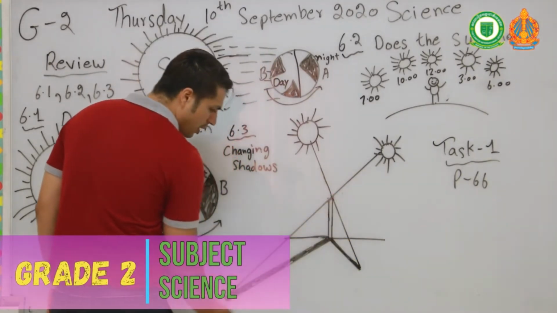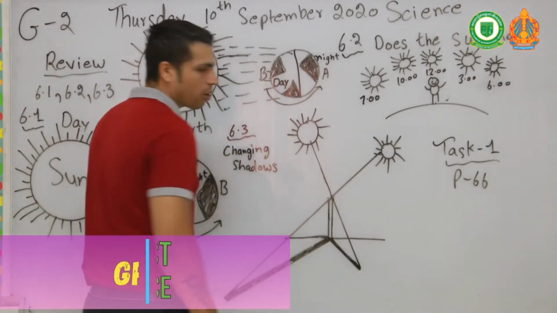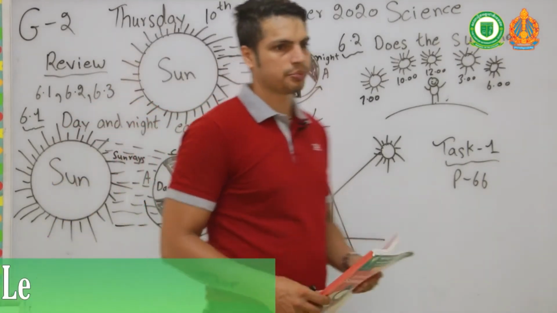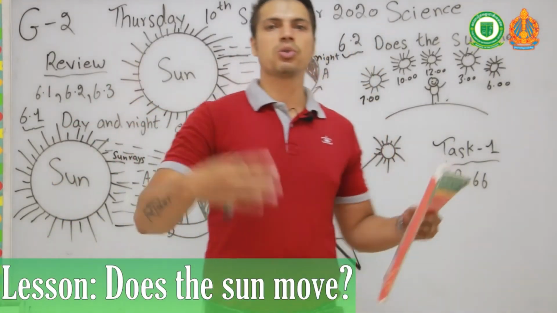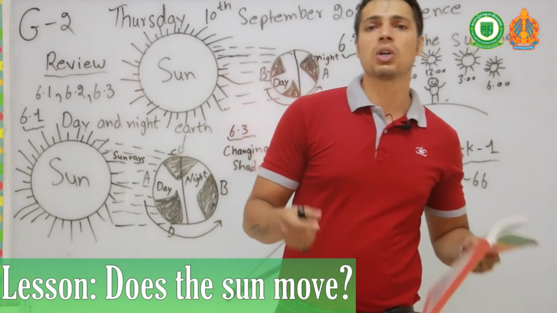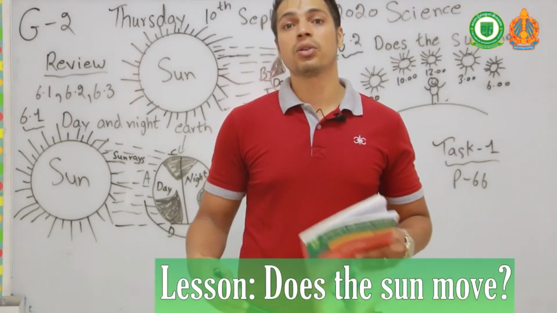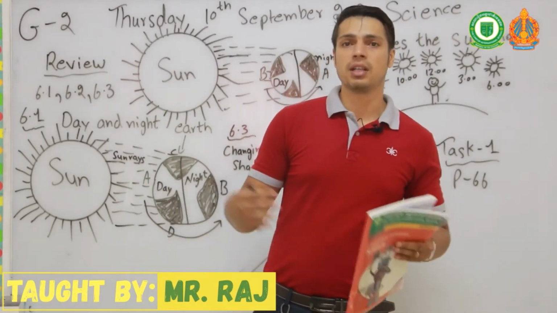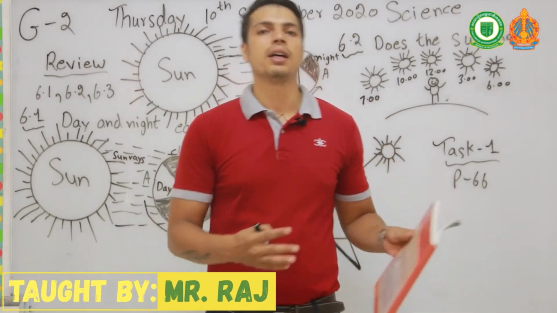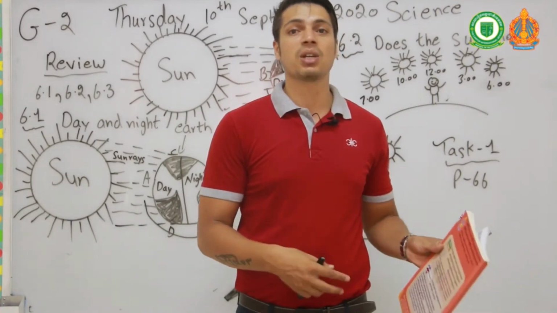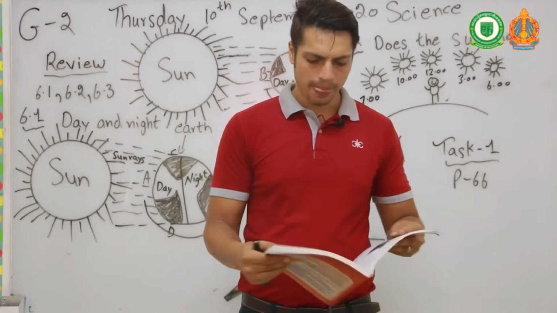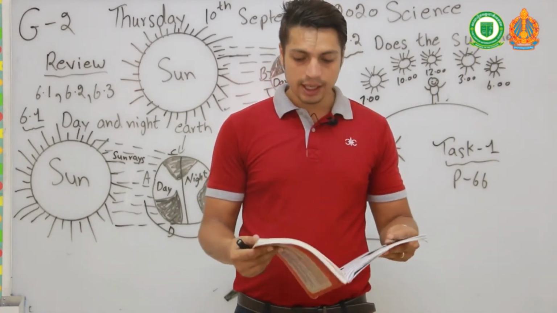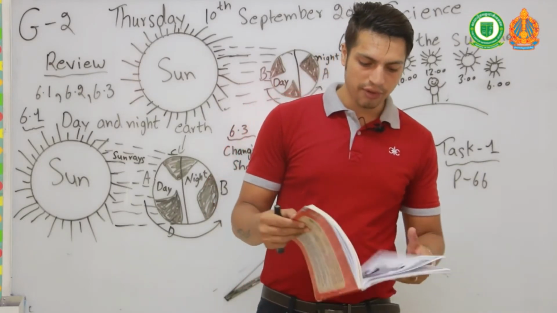So you can see shadows are long, okay. In the midday, from 10 o'clock to 2 o'clock, shadows are not that long. The shadows appear short, but in the early morning and in the evening time, shadows are long, okay. So that's it for review, okay.